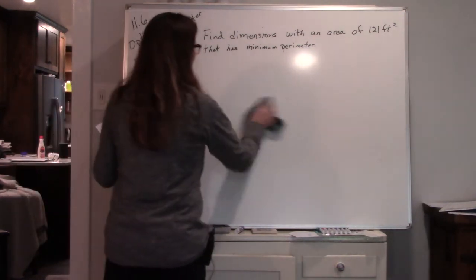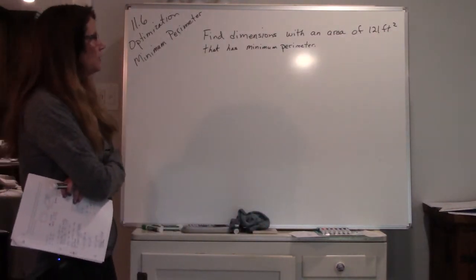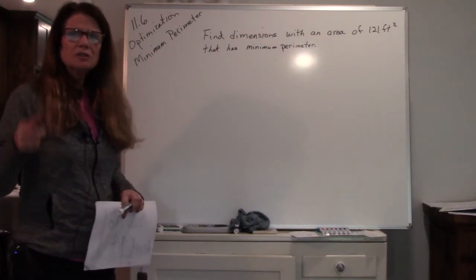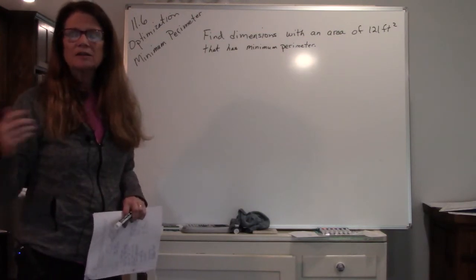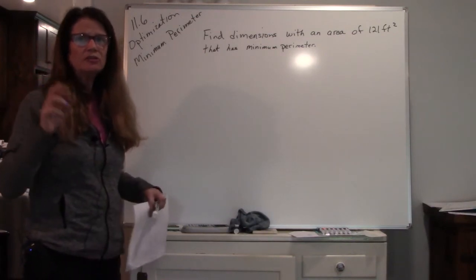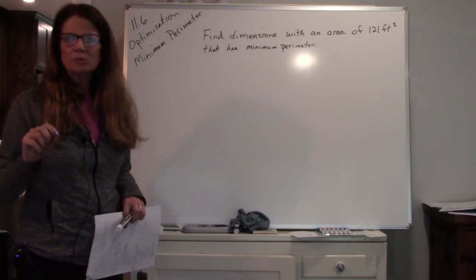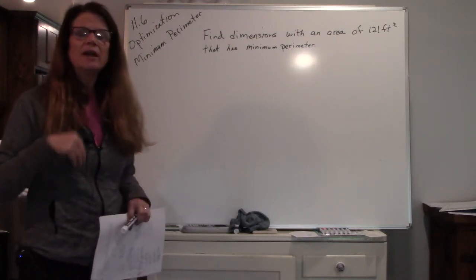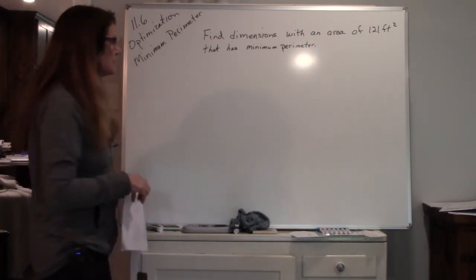So the first one, the question is, find dimensions with an area of 121 feet squared that has a minimum perimeter. So this is a little bit different. Before on Day 1, we did maximum area. Now we're talking about minimum perimeter. So when we get to finding the domain, you're going to find that it's a little bit different. The answer is a little bit different, and the reason is because we're looking for minimum perimeter, and our constraint is the area. So let's just go through the process.